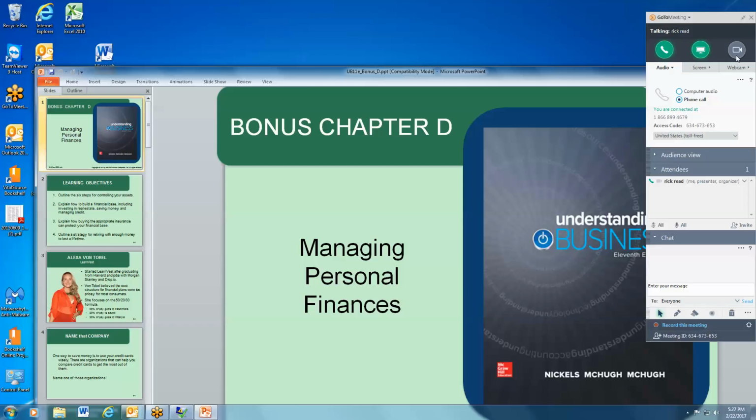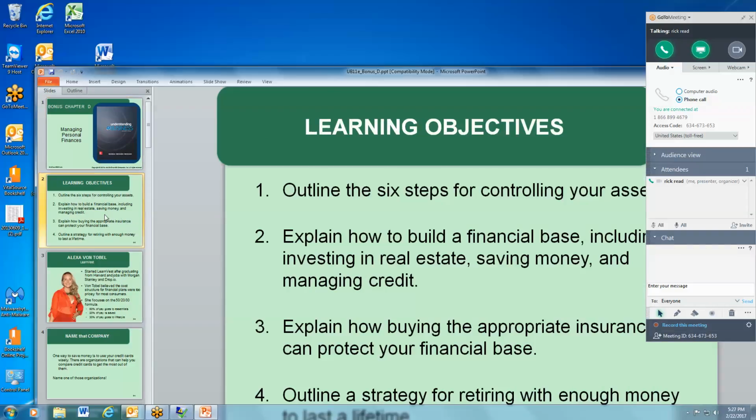All right, 5:27, Chapter D, our last session for the course, Managing Personal Finances. Let's look at the learning objectives. Outline the 6 steps for controlling your assets. Explain how to build a financial base, including investing in real estate, saving money, and managing credit. Explain how buying the appropriate insurance can protect your financial base. And finally, outline a strategy for retiring with enough money to last the rest of your life.